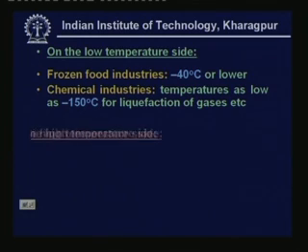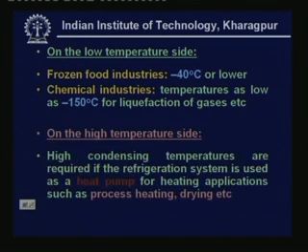And on the high side, if you are using the refrigerant system as a heat pump for heating applications, then the required condensing temperature can be very high. The typical applications of refrigerant system in the form of heat pump could be, for example, in process heating or in drying. So these are two typical examples where the temperature lift is very high.